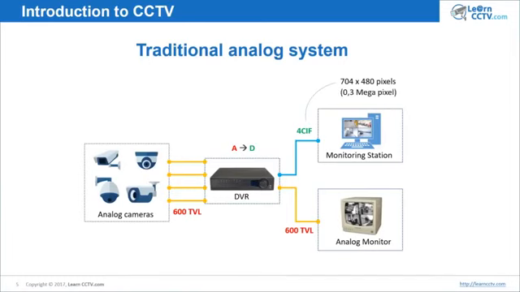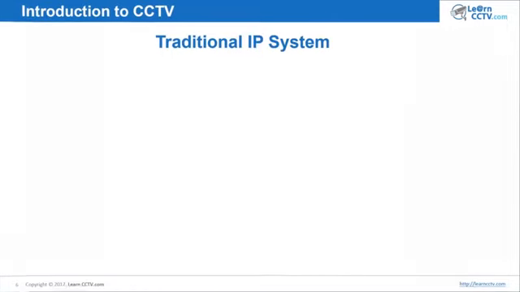That also means that the resolution is 0.3 megapixel. You can say 4CIF, you can say 704 by 480 pixels, or you can even say 0.3 megapixel. That's the same thing. And now you, of course, start recording your video in your DVR because you already converted from analog to digital.